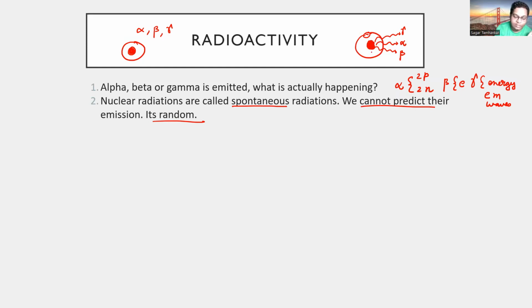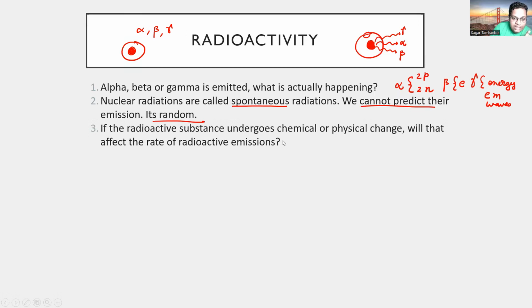It's a random phenomenon. You study it in math probability. When you toss a coin, you don't know whether it will be a head or a tail, but you know it will be either a head or a tail. Similarly, we know it will be alpha, beta, or gamma, but you don't know which one will be emitted when.